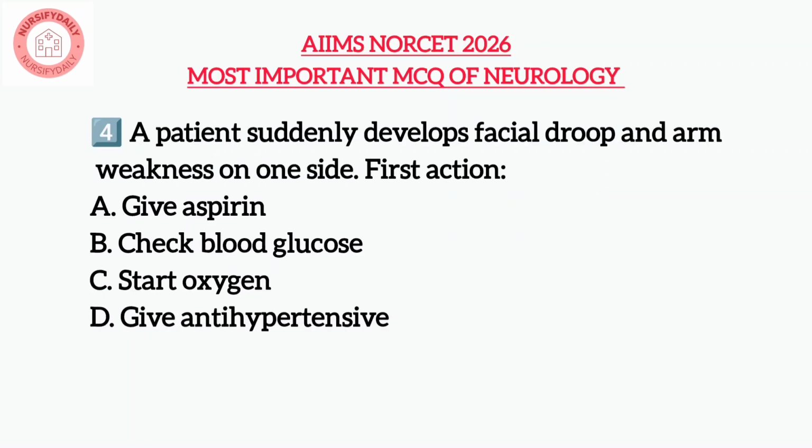A patient suddenly develops facial droop and arm weakness on one side. First action: A. Give aspirin, B. Check blood glucose, C. Start oxygen, D. Give antihypertensive.